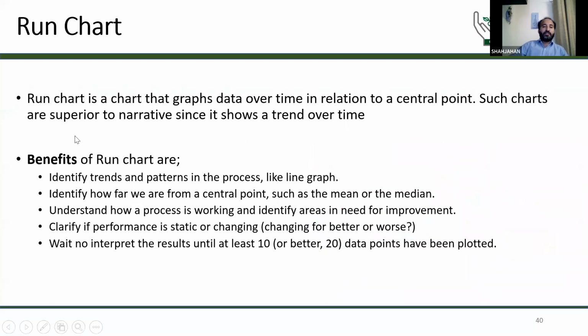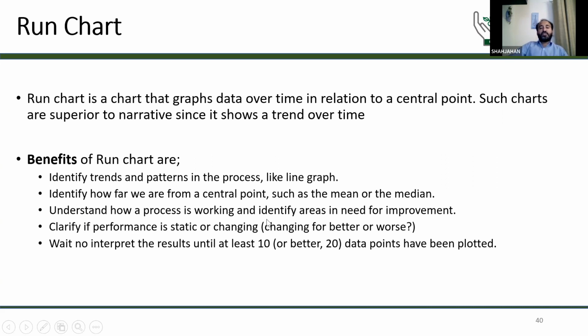Now the other chart is the run chart. A run chart is a chart that graphs data over time. Also, this is the data over time in relation to a central point. But here we will make a central point. Such charts are superior to narrative since they show a trend over time. What is the benefit of the run chart? Identify trends and patterns in the process, like the line graph. Identify how far we are from the central point. When we make the central point, then we can know statistically how far we are from the average, such as the mean or the median.